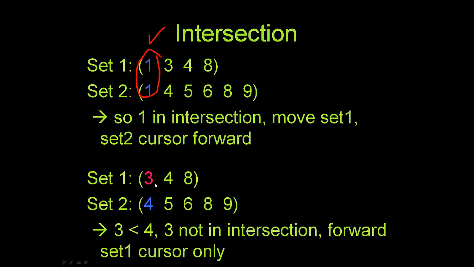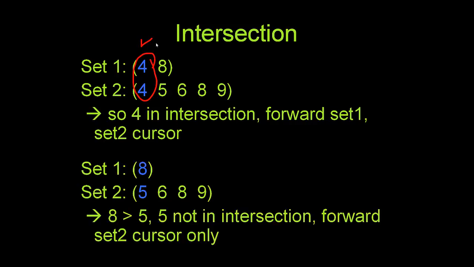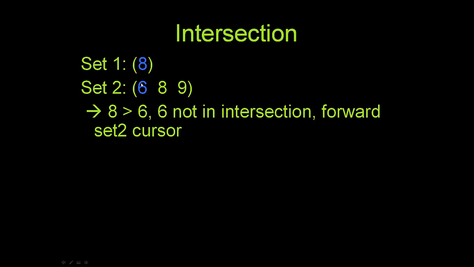Now the next thing, 3 and 4, so they're not the same. 3 is smaller than 4. So what you do is just remove 3. So now we have 4 and 4. Great, 4 and 4, intersection again. And we remove both. Now 8 and 5, we know that this is no good. So remove 5. And then we have 6 and 8, you remove 6 because, you know, no good.